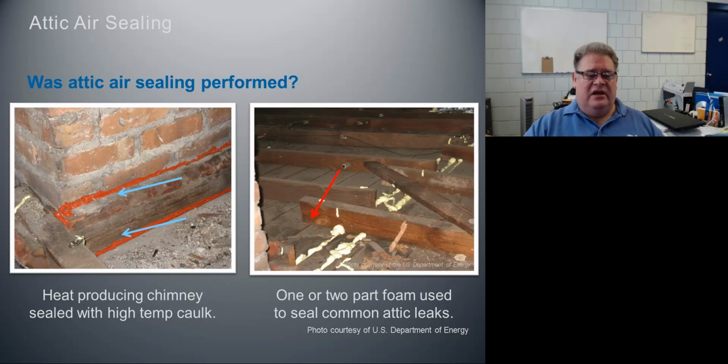How about here on the left? We have a heat-producing chimney. It's sealed with high-temperature caulk, but what is it sealed against? We've got 2x4 framing right up against a masonry chimney. How are you going to look at this? How are you going to judge this? This is a good situation to stop and think about, what do I need to do? What really needs to happen?